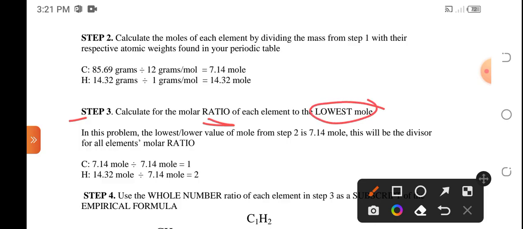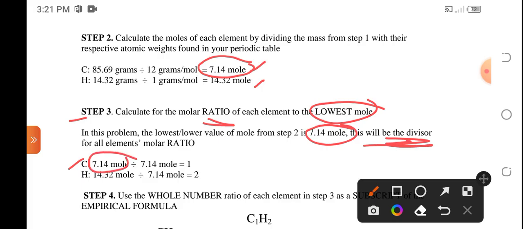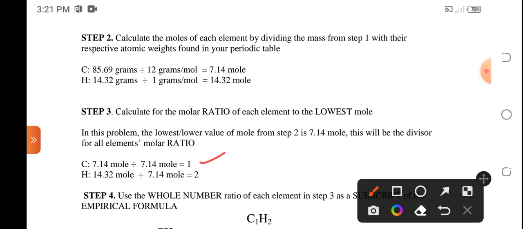Okay, so for this problem, in step number 2, we have 7.14 and 14.32. We have to get the lower value for mole. So the lower value is 7.14, and this one would be our divisor for each element's molar ratio. So for carbon, originally, as computed from step number 2, it has 7.14 moles. But since 7.14 mole is also our divisor, that's the lower value.